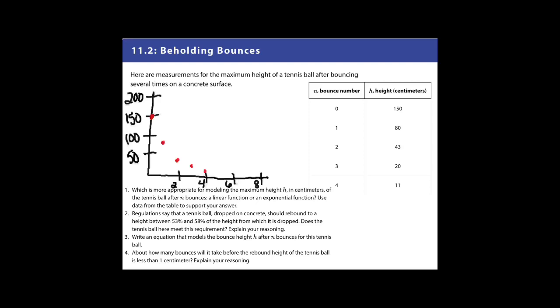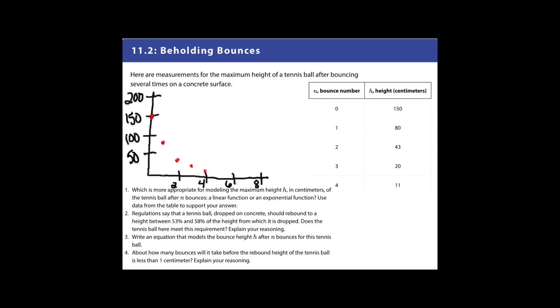So you could say yes, because the first rebound is a little over 53%, and the second is almost 54%, and the fourth is 55%. The third rebound is only about 47%, but there could be some measurement error. Or you could say no, because the third rebound is less than 50% of the height from which the tennis ball fell, falling out of the allowable range.